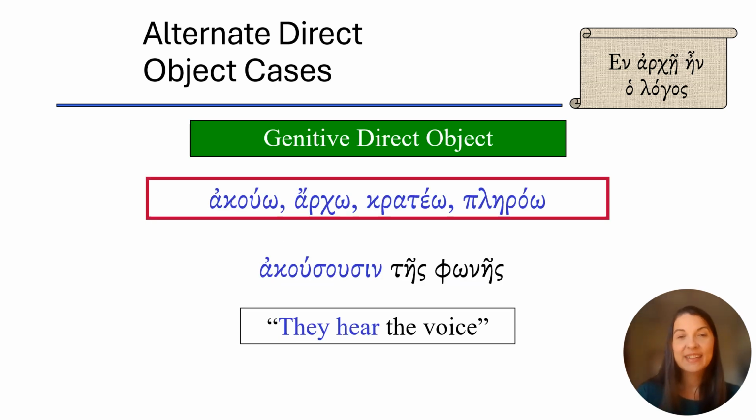Here are some words that take the genitive as a direct object: akouo, archo, krateo, pleroo. So the example of akouousin tes phones, they hear the voice, and we see tes phones is in the genitive. As we've learned, we would probably have translated this as "they hear of the voice." And so you can see a little bit of how that genitive is being utilized as a direct object.